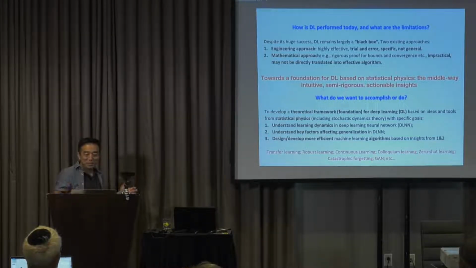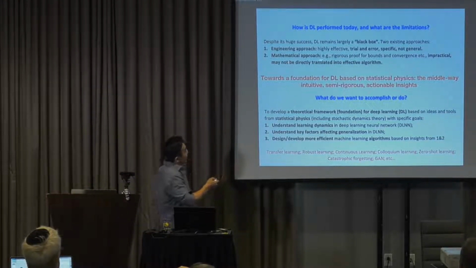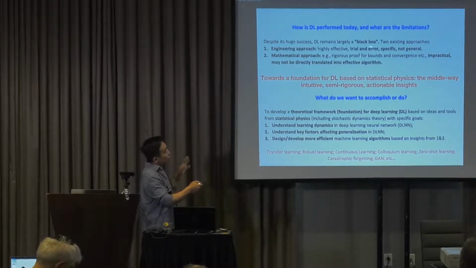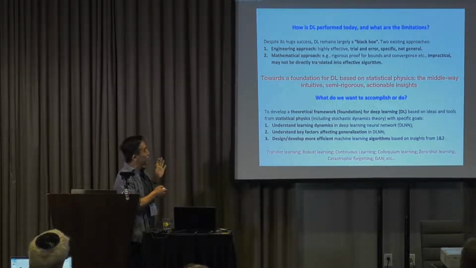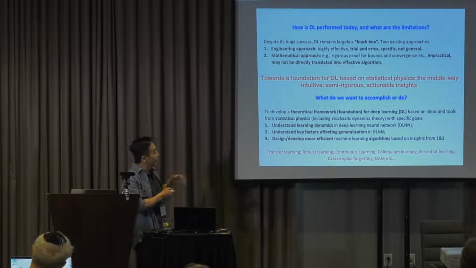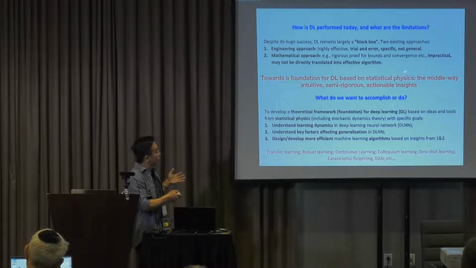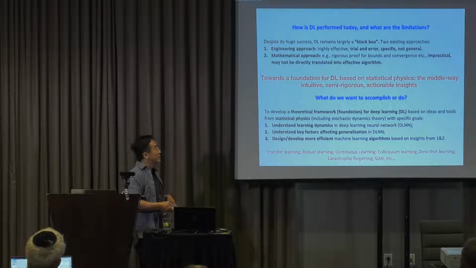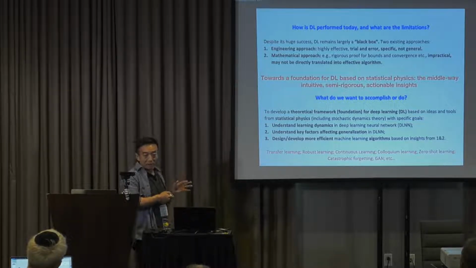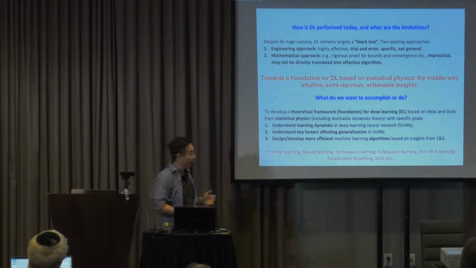So let me put this up as a summarization of what I'm trying to say. There are two approaches to tackle machine learning or deep learning. One is sort of an engineering way, very effective. They have all the tricks, but it's trial and error, very specific, not very general. But there's also a mathematical way, very rigorous, but in some cases may not be very practical. They insist on proving theorems, which I don't like. But I don't know how to do it, but that's why I don't like it.